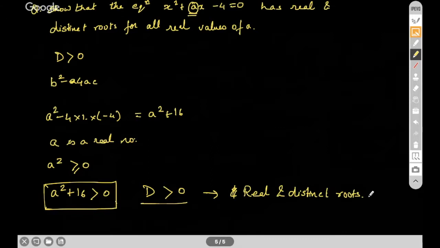Let us now take a few more different types of questions. Another question. Let's take another previous year question, CBSE 2014. Now the question again is on the nature of roots. And the question is asking this: find the value of k.